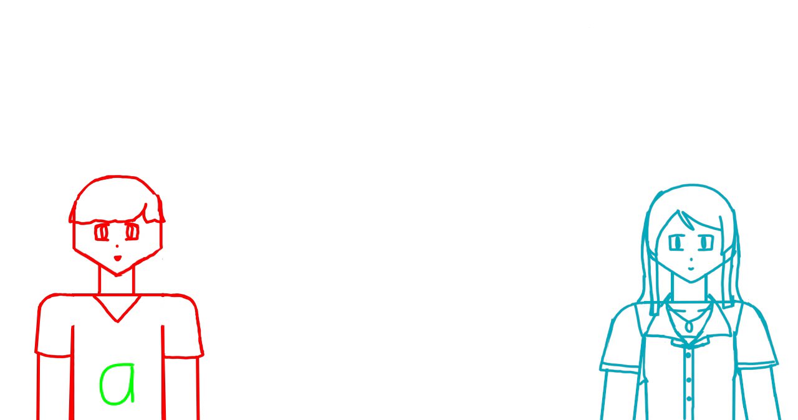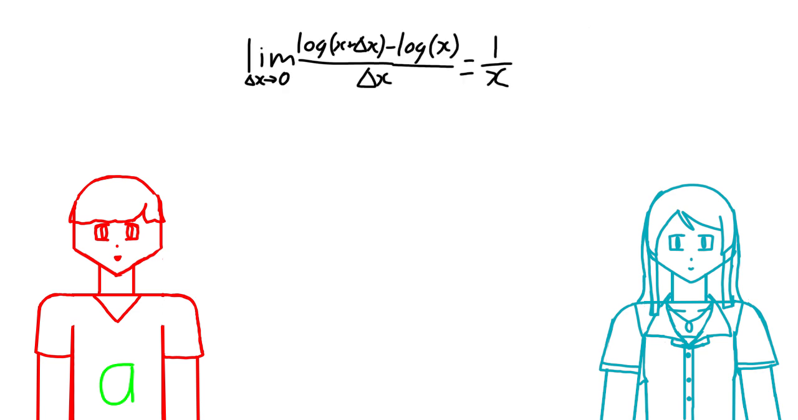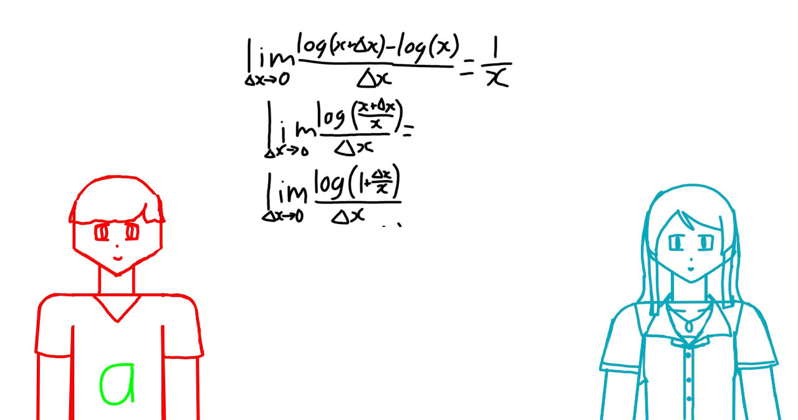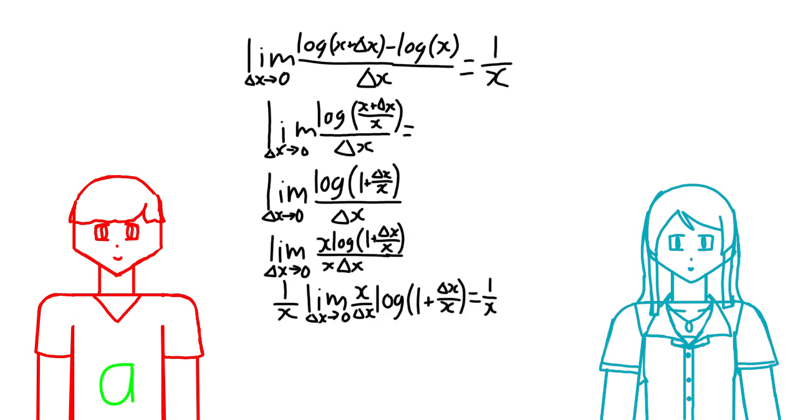So, now we can figure out the base. Here's the definition for the derivative of log of x. Using the main property of logarithm, we get this, which we can rewrite as this. We want to get 1 over x, right? So if we multiply the numerator and the denominator with x, we get this. We can then take out 1 over x. Hey, I wanted to say that.